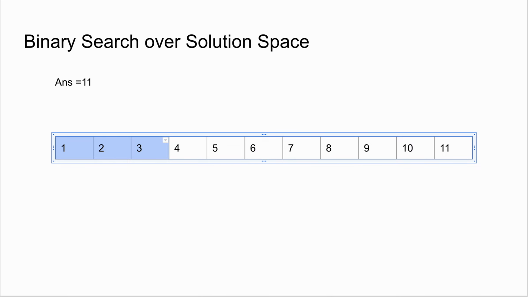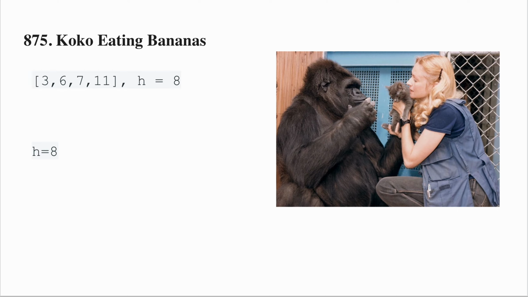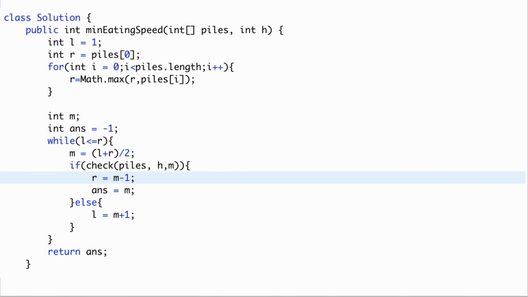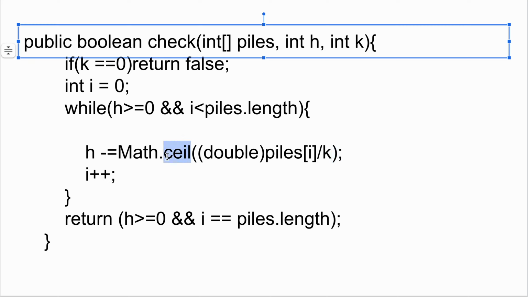So for this example, let's look at the check function. What does this check function do? It will return true or false, that is, if it is possible with this particular k or not. It is iterating over every element in the pile, and for this particular value of k, it just divides the pile's element by k, and whatever is the ceiling value will be there.